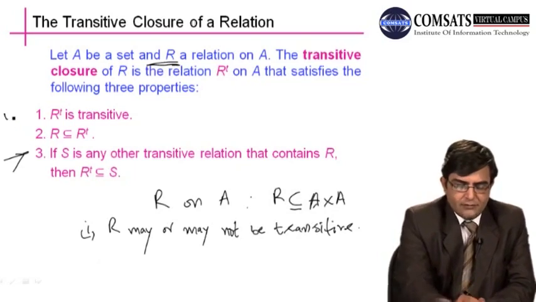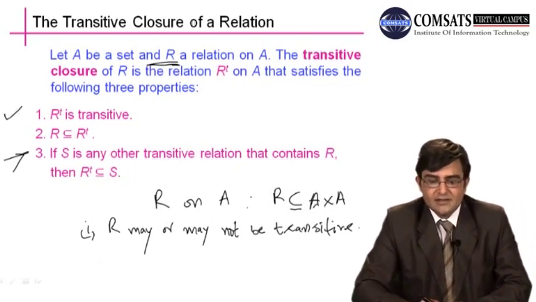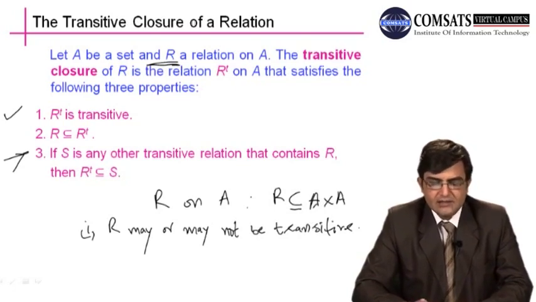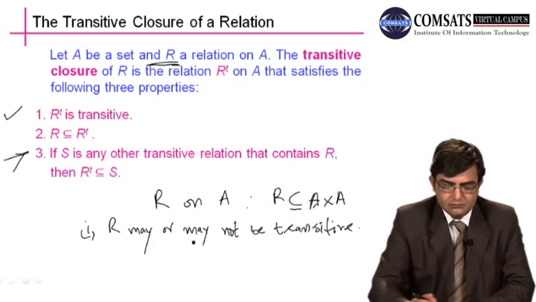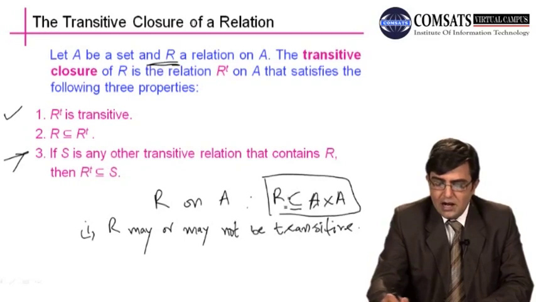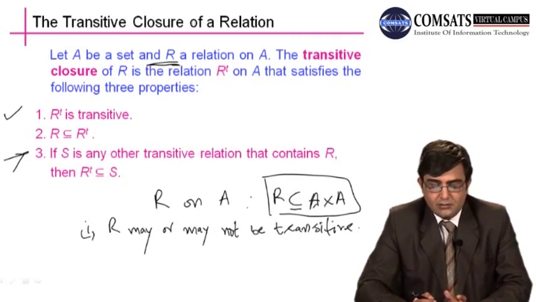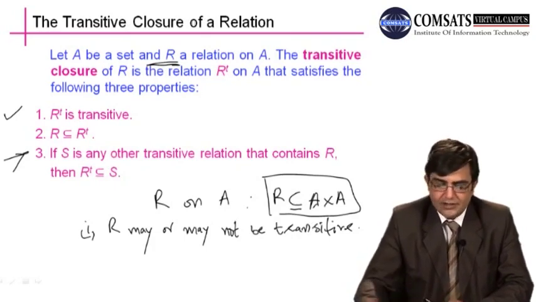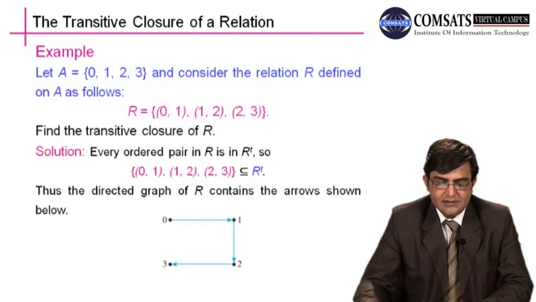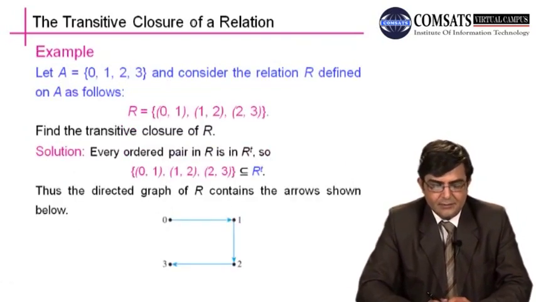The first property of R^T is that R^T must be transitive, R^T must contain R, and the third property tells us R^T is the smallest possible transitive relation containing R. That is, R^T is a subset of A cross A which contains the least elements of A cross A that make R^T a transitive relation. So next we discuss it with the help of an example.